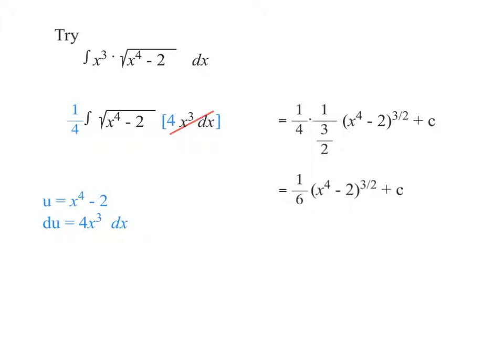Okay, on this one, you needed to compensate with a 1/4 in front. We needed that perfect 4x cubed at the back of the problem. So after simplification and integration, 1/6 times (x to the 4th minus 2) to the 3/2 plus c.